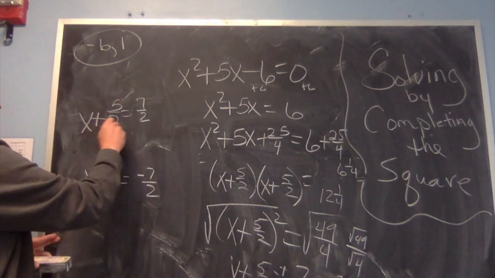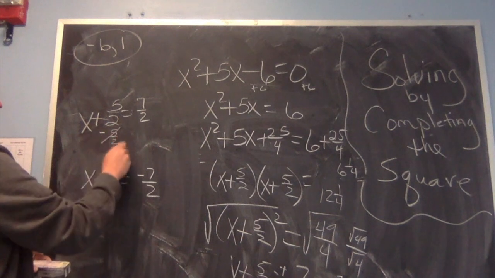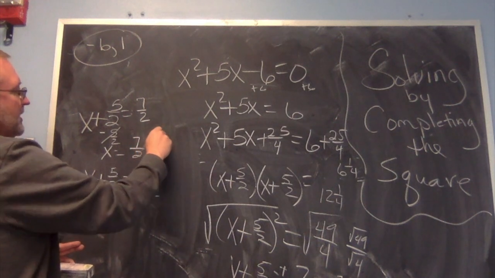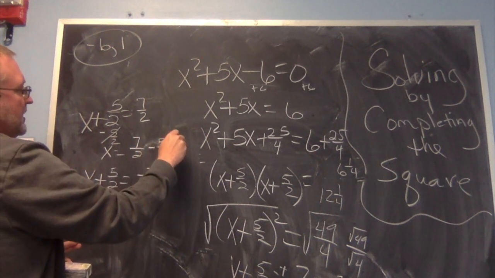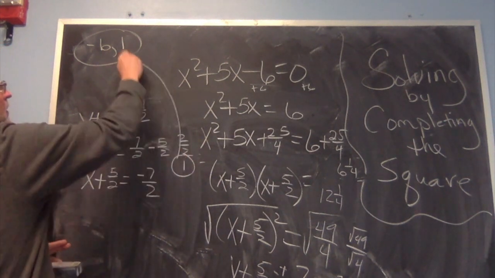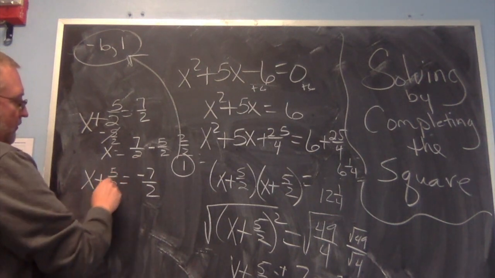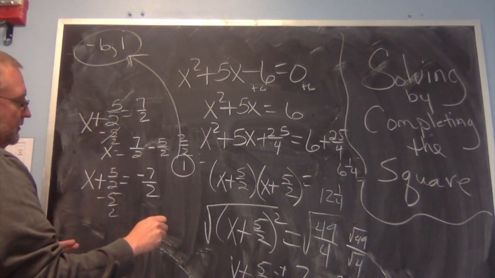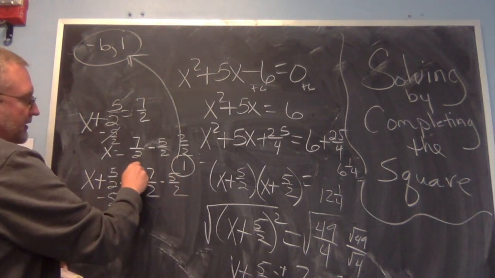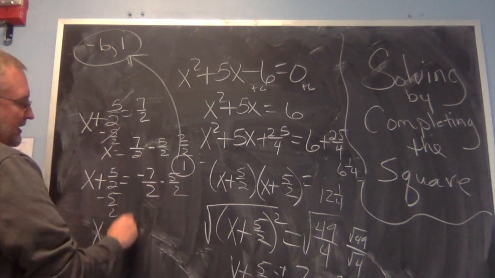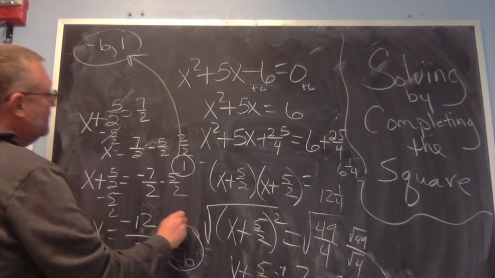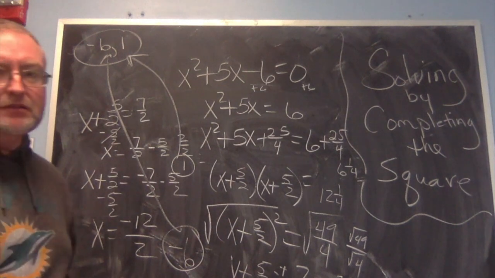Let's solve this one. I got to subtract 5 over 2, which leaves me with x equals 7 over 2 minus 5 over 2, which equals 2 over 2. 2 over 2 is equal to 1. Over here, I'm going to subtract 5 over 2, right? And so x equals negative 7 and a negative 5 is negative 12 over 2. Negative 12 divided by 2 is negative 6, which, same answers.